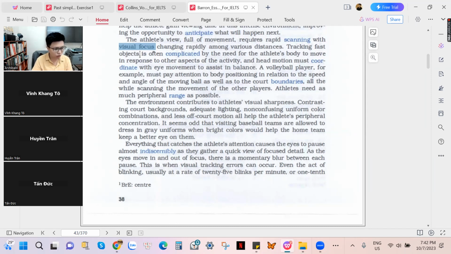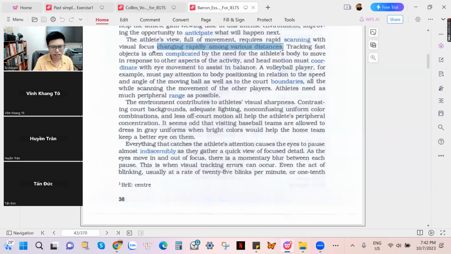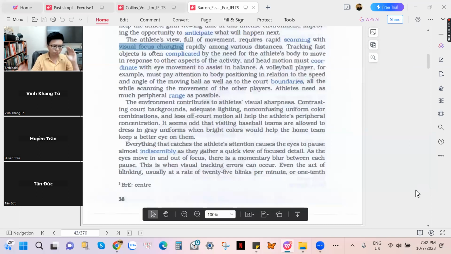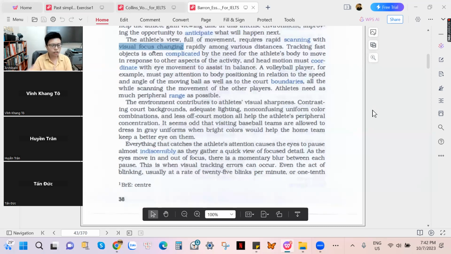That is your visual focus for far future. It's like you are going to spend the whole year studying very hard to prepare for IELTS next year. So that is visual focus. So here, scanning with visual focus changing rapidly among various distances. Visual focus changes, it means that the way you concentrate on what you are doing by your eyes is going to change very fast in different situations.